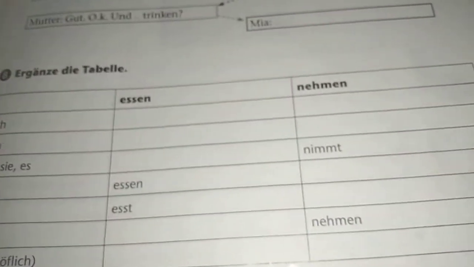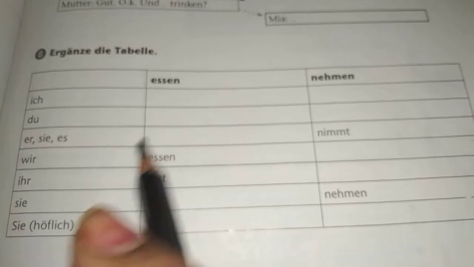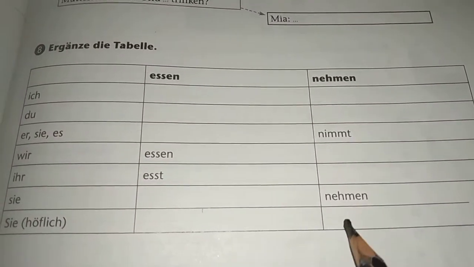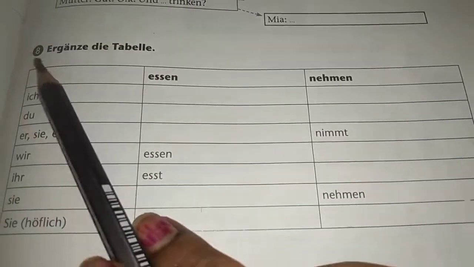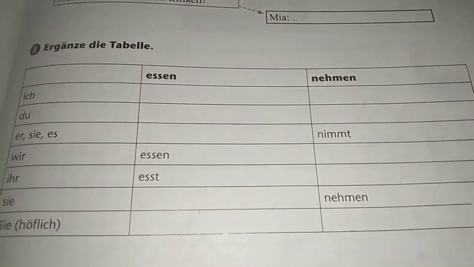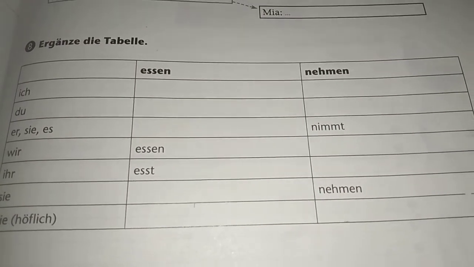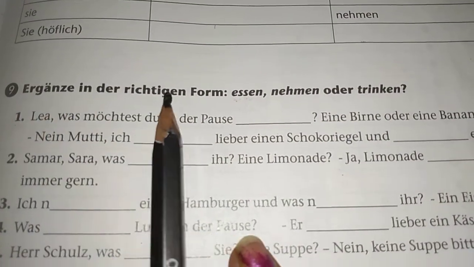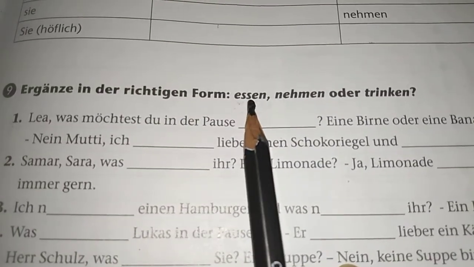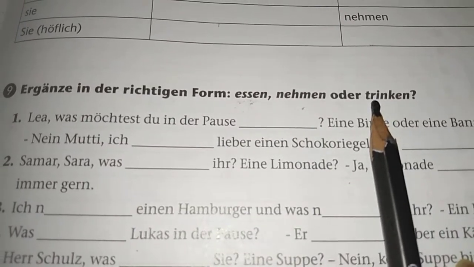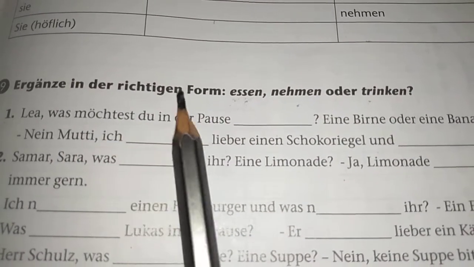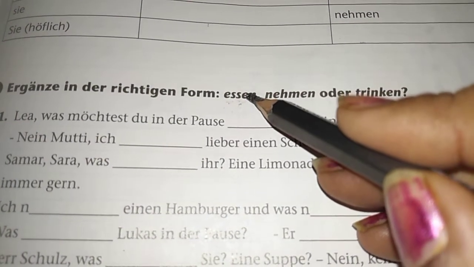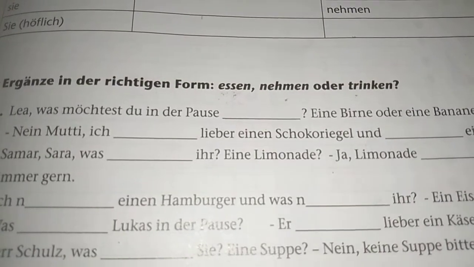In exercise 8, you can see the table of conjugation. Here you are supposed to write the conjugation of essen and the conjugation of nehmen in this table. Just fill up the table. Ergänze is fill up and Tabelle is table. Okay, clear? Okay. Then Aufgabe 9. Ergänze in der richtigen Form essen, nehmen oder trinken. Fill up in the correct form. Richtigen is correct form. Essen is to eat, nehmen is to take, and trinken is to drink.